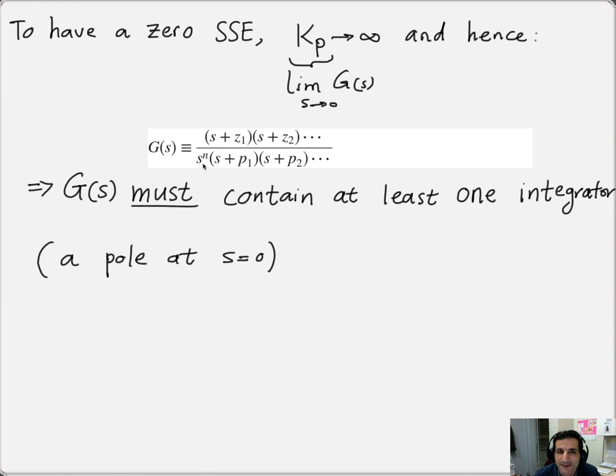But you definitely have to have at least one S in the denominator. An S in the denominator represents an integrator, or simply means you have a pole at S equal to 0. So if you do not have a pole at S equal to 0, that means the limit of G of S when S goes to 0 is just going to be a finite number, and therefore you're going to have a non-zero steady state error.